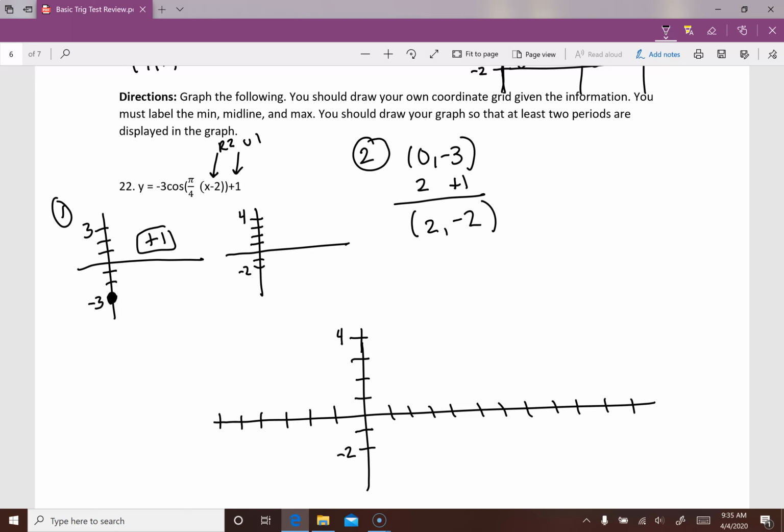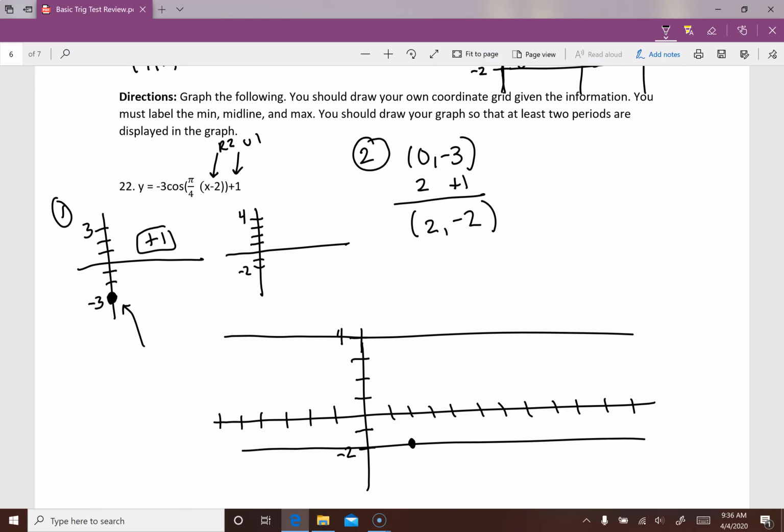I think now is kind of a good time to mark everything here. So we've got that. We've got that. And let's check that our point is 2, negative 2. And this is a really good sign that 2, negative 2 is on the bottom, right? We want our cosine to start on the min of that.